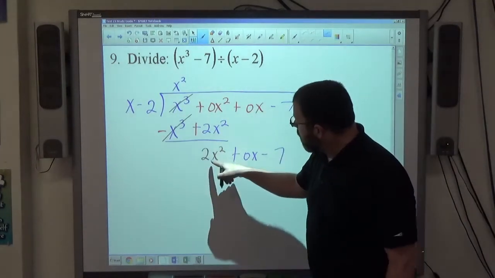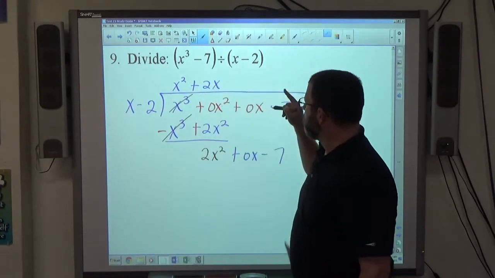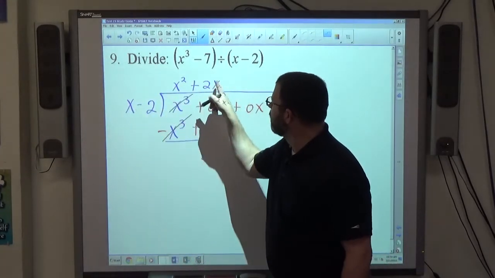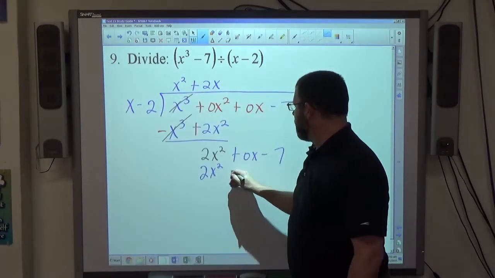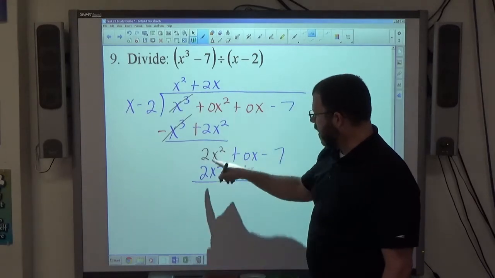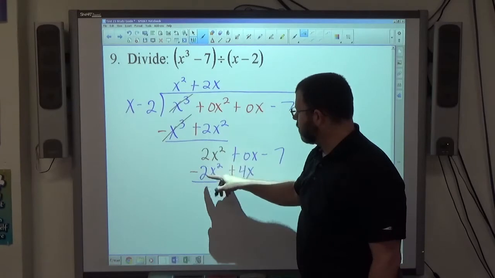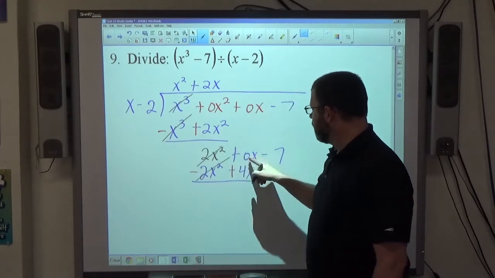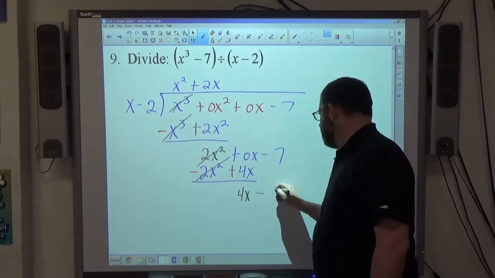Next division. Positive 2x squared divided by positive x makes positive 2x. We multiply answer times divisor. 2x times x makes 2x squared. 2x times negative 2 makes negative 4x. We subtract, and subtraction is changing signs. This becomes negative, this becomes positive. Positive 2x squared minus 2x squared cancels. 0 plus 4 makes 4x. And then we bring everything else down.